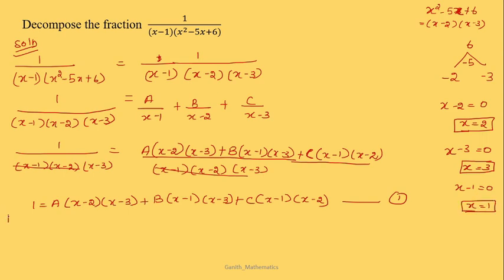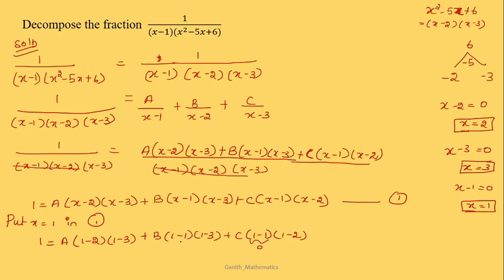So you have to substitute x is equal to 1 also. So put x is equal to 1 in equation 1. So 1 is equal to a into 1 minus 2 into 1 minus 3 plus b into 1 minus 1 into 1 minus 3 plus c into 1 minus 1 into 1 minus 2. See, this 1 minus 1 is 0 and this 1 minus 1 is 0. 0 into anything will be 0. That means this second term is completely 0 and this third term is also 0.